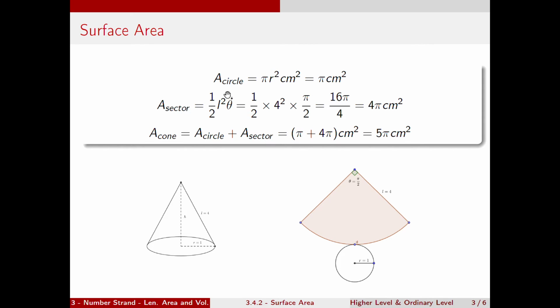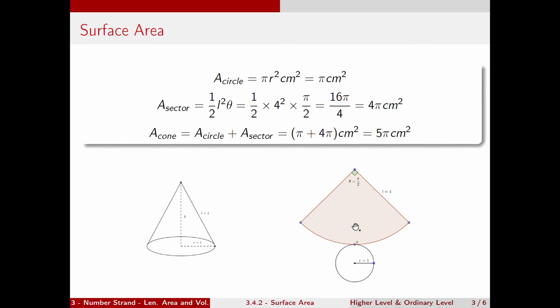So the area of the circle, which is the smaller one at the bottom, using a formula pi r squared centimeter squared. Well, r for us is 1, meaning r squared is also 1. So the area of the smaller circle is pi centimeter squared. Next thing we need to do is find the area of the orange sector.